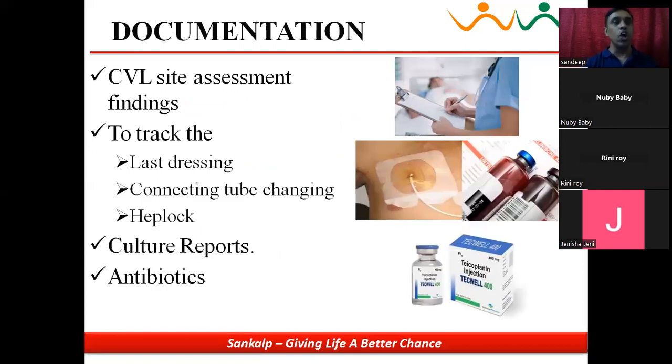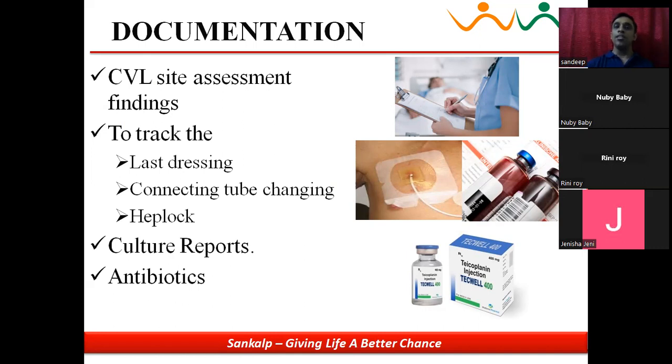The last part is about documentation. For all the management I talked about, documentation is very important. So, CVL assessment: every shift, when nurses come for duty, check the central line area very clearly for any redness, any oozing, any itching, or any tunnel pain. Closely monitor all these things. Also talk to the mother whenever the patient gets fever. How are the fever symptoms? Does it look like sepsis symptoms, or is the patient going into hypotension? We have to closely monitor this assessment, document it, and inform the doctor.